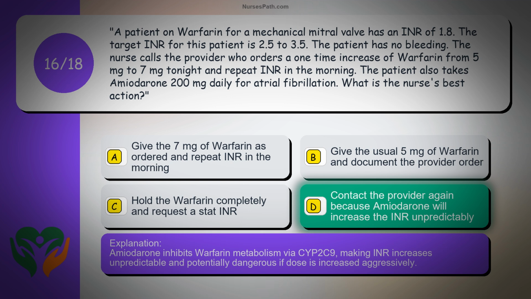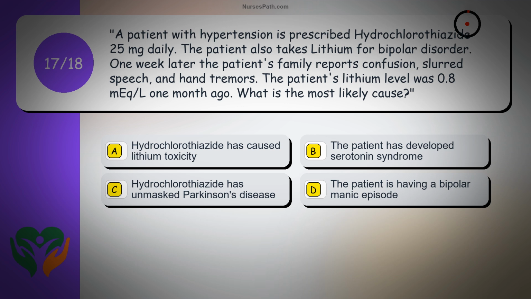Amiodarone inhibits warfarin metabolism via CYP2C9, making INR increases unpredictable and potentially dangerous if the dose is increased aggressively. Question 17. A patient with hypertension is prescribed hydrochlorothiazide 25 mg daily.